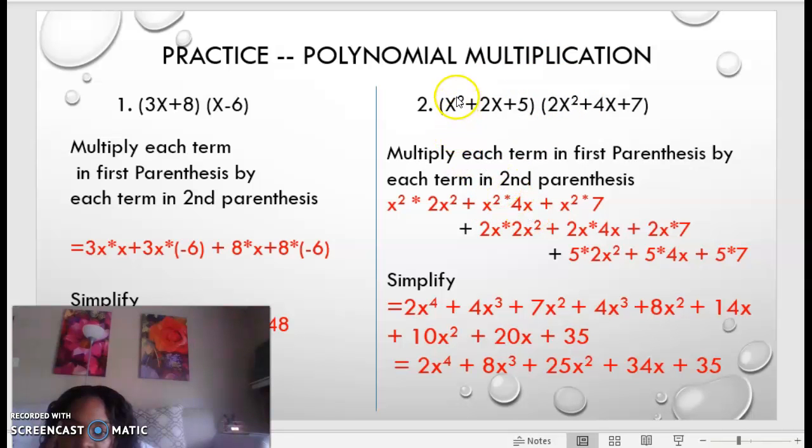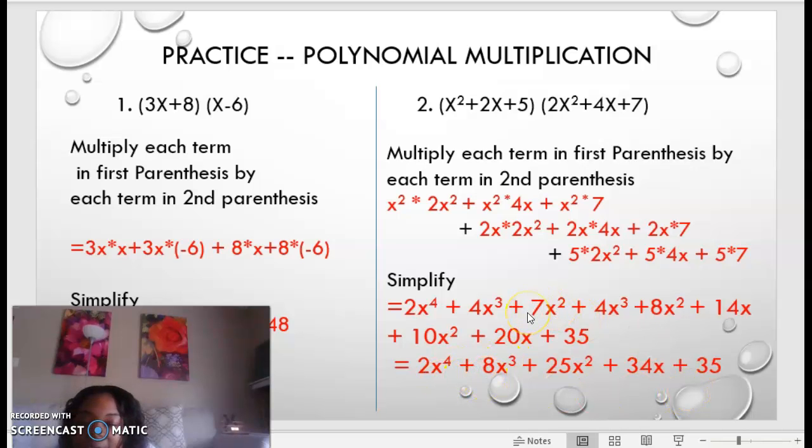Then x squared times 4x. The first term in the first parentheses times the second term in the second parentheses. Then x squared times 7. The first term in the first parentheses times the last term in the second parentheses. So here's where you would draw arrows from the x squared to each of these terms as you multiply. That's what this first red line is. The second red line is multiplying the 2x here by each term in the second parentheses. And then lastly, the third red line here is multiplying this 5 by each of the terms in the second parentheses. Then once again, I'm simplifying here and showing each term simplified and then combining like terms.